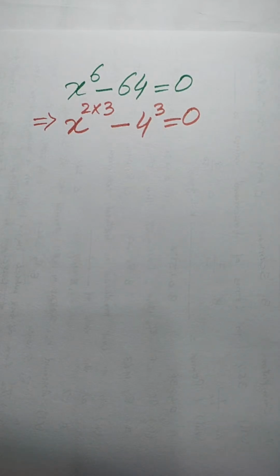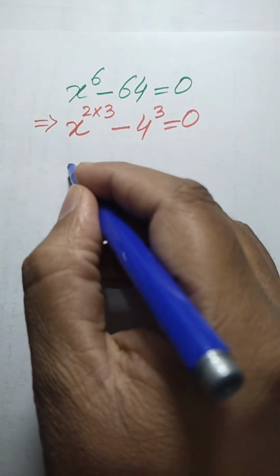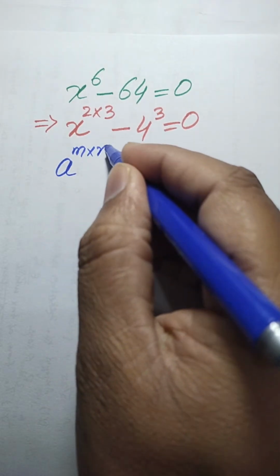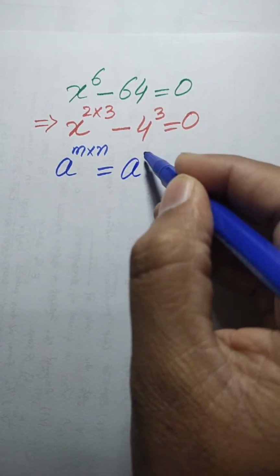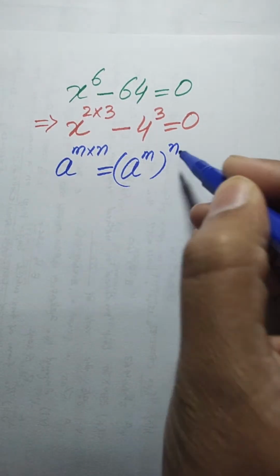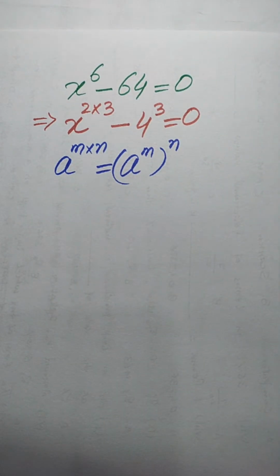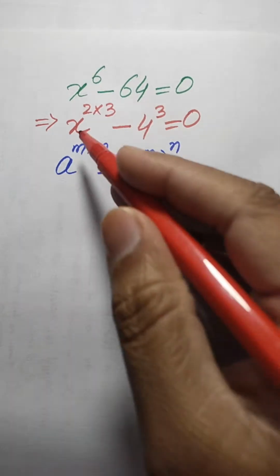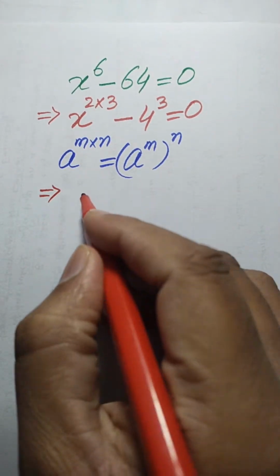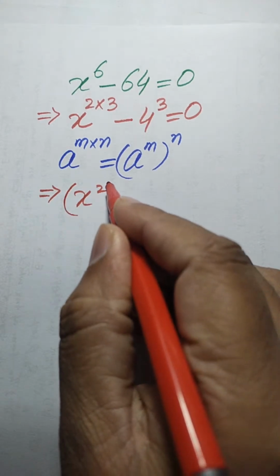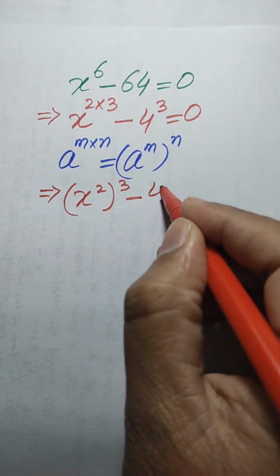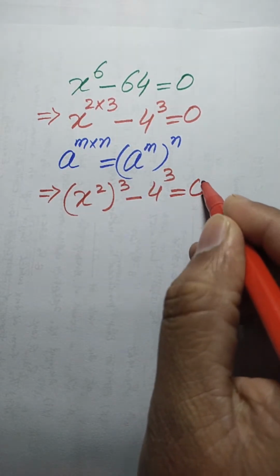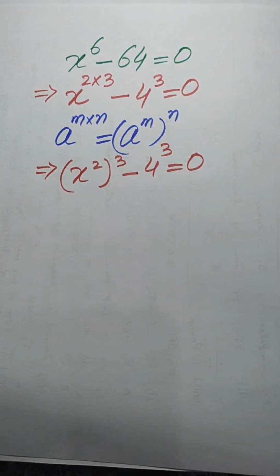So here we use the nice exponential law. You know that if we have a to the power of m multiplied by n is equal to a to the power of m to the power of n. So according to this rule of exponents, we just move the exponent 2 inside the term, and it will be written as x square and its whole cubed minus 4 cubed, and this whole equation is equal to 0.